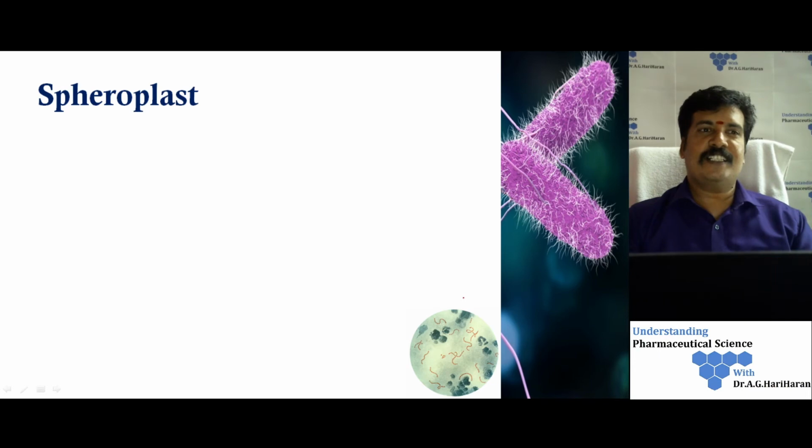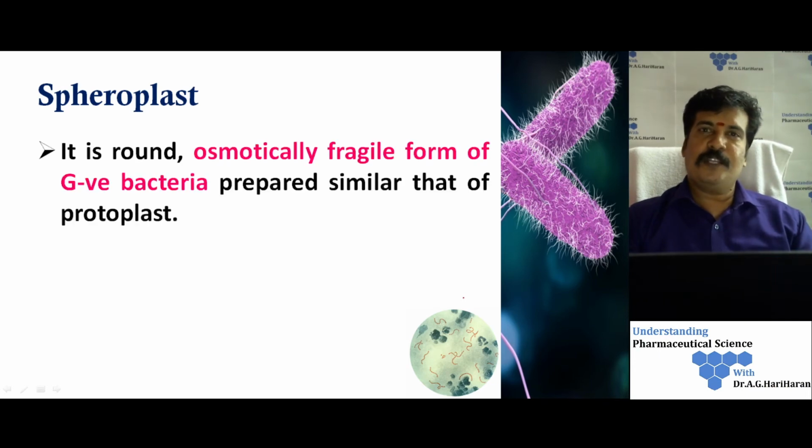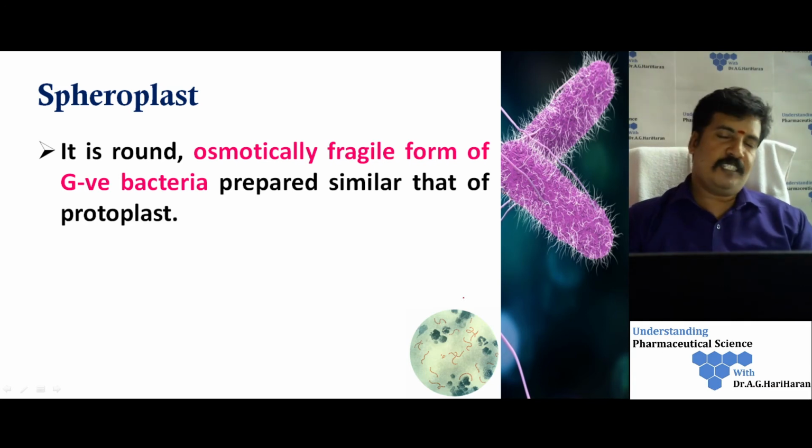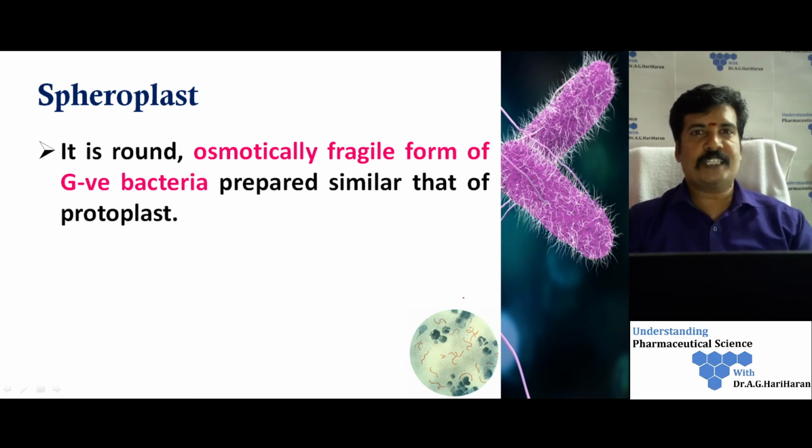The second one is the Spheroplast. The Spheroplast is similar to Protoplast. It is an osmotically fragile form, but it is produced in gram-negative bacteria, because either penicillin or lysozyme only destroys the peptidoglycan layer. So in gram-negative bacteria, we have two external layers. One is the outer membrane and second is the peptidoglycan layer.